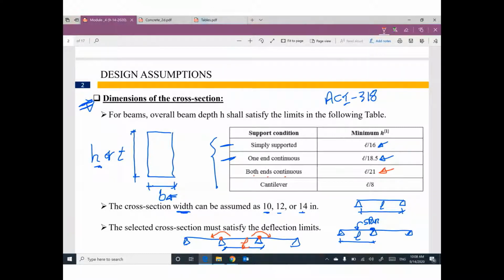If you are talking about cantilever, do you remember cantilever? Anybody remember? Cantilever means we have a beam fixed from one side and free from the other side. So the span of this cantilever divide 8.